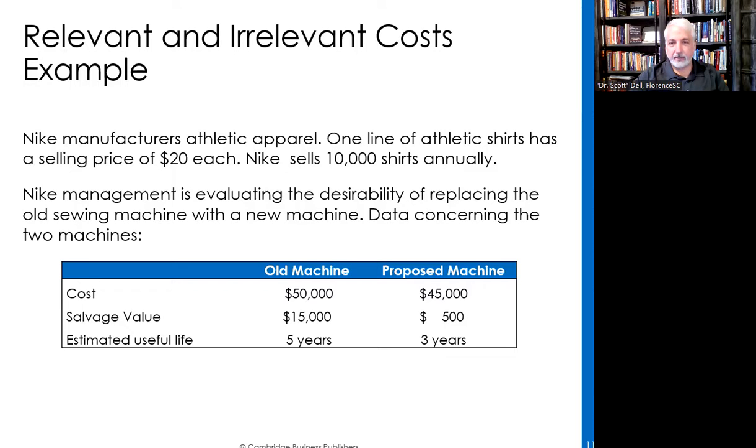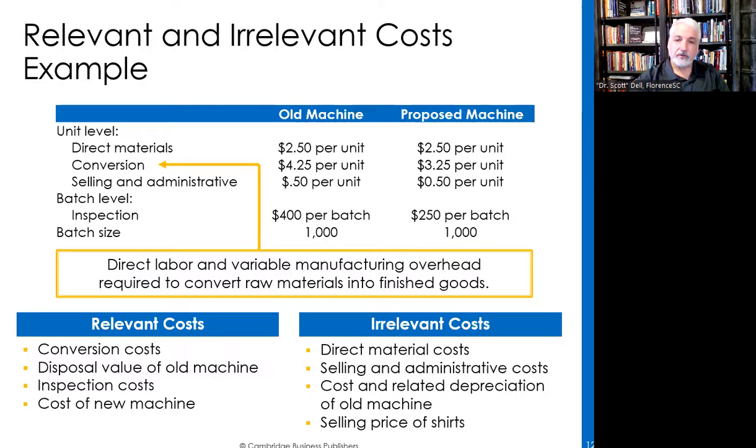You've heard of them. Athletic apparel. Selling price of $20. Sells 10,000 shirts annually. Well, they now have the opportunity to replace a machine with a new machine. So here's the new machine. The old machine cost 50. It sounds like a sunk cost to me. Proposed machine is 45,000. There's a salvage value associated with the old machine, and there's a salvage value with the new machine, and we have an estimated useful life.